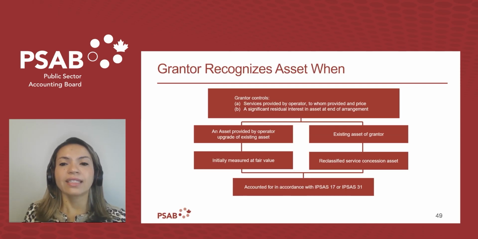If the asset is an existing asset of the grantor, it is reclassified as a service concession asset only when the service concession arrangement involves upgrading an existing asset of the grantor that results in an increase in future economic benefits or service potential of the asset. Is it measured initially at fair value in accordance with IPSAS 32? After initial recognition or reclassification, service concession assets are accounted for in accordance with IPSAS 17, PP&E, or IPSAS 31, Intangible Assets, as appropriate.